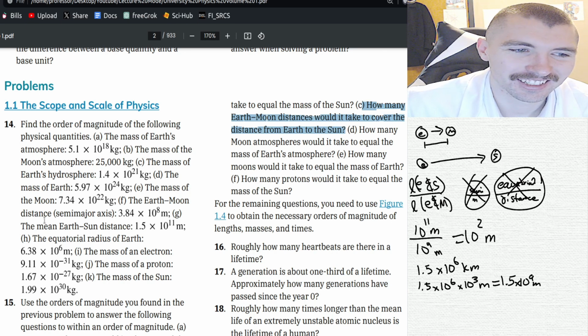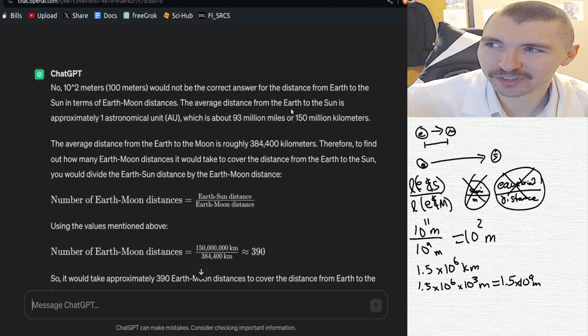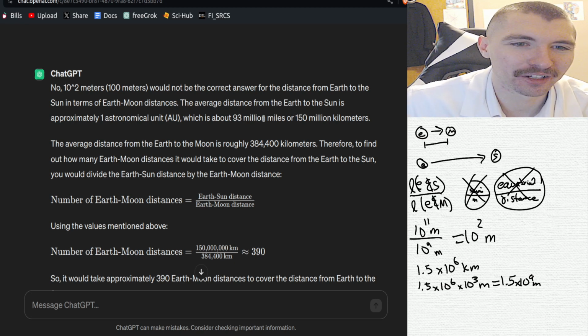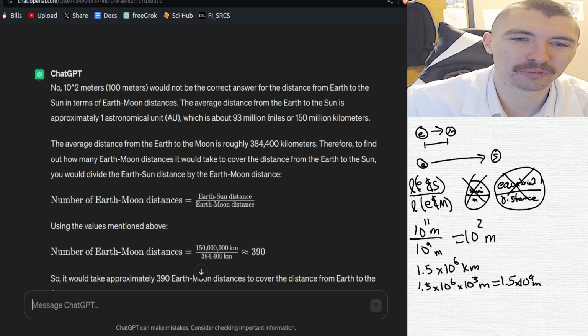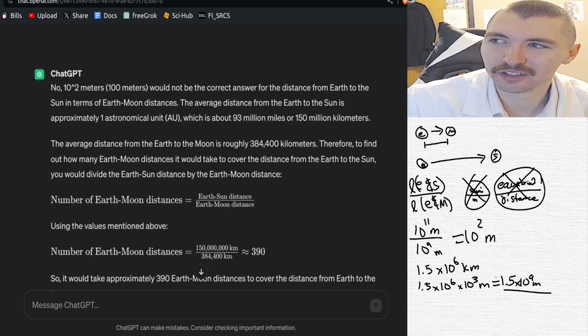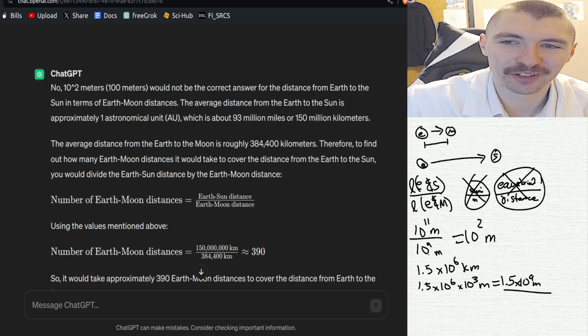Yeah, the mean, the average distance. So okay, ChatGPT is wrong. It's off by 2 orders of magnitude. Either the book or ChatGPT is wrong by 2 orders of magnitude, because it's saying this is the distance between the sun and the moon. I mean, the Earth and the sun. And the book is saying that 10 to the 9 is the Earth and the moon.